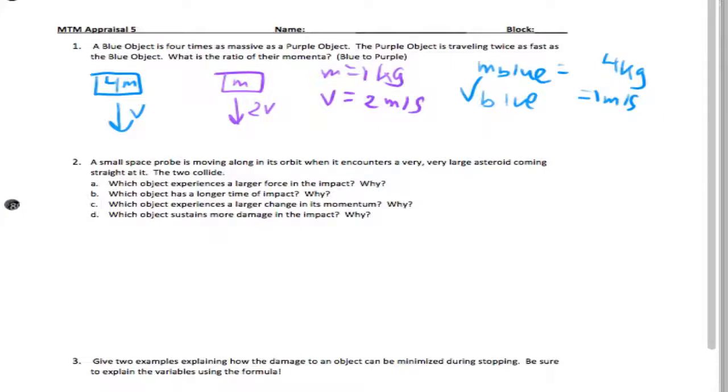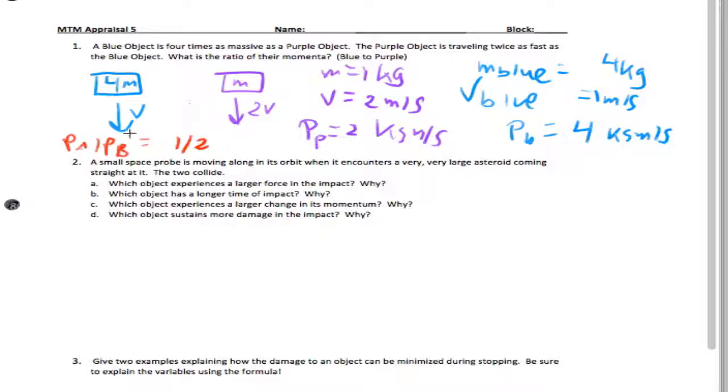And when we compare these momenta, the momentum of the purple object is going to be 2 kilogram meters per second, and the momentum of the blue object will be 4 kilogram meters per second. So when we want the ratio, that means PA over PB will be 1 over 2.